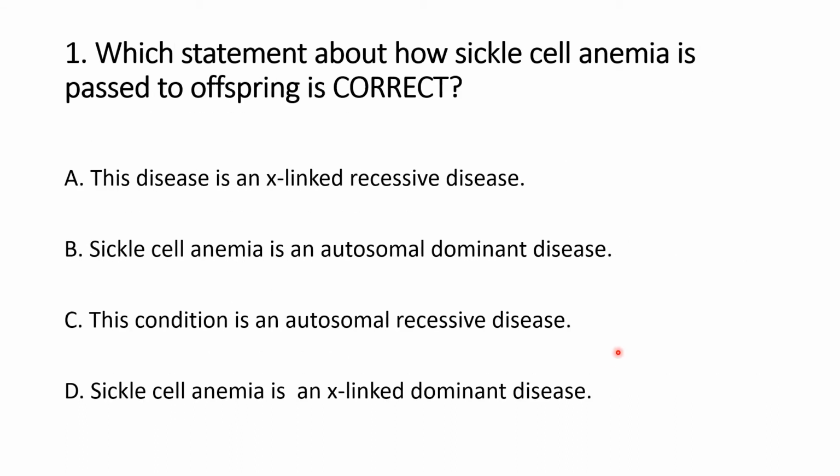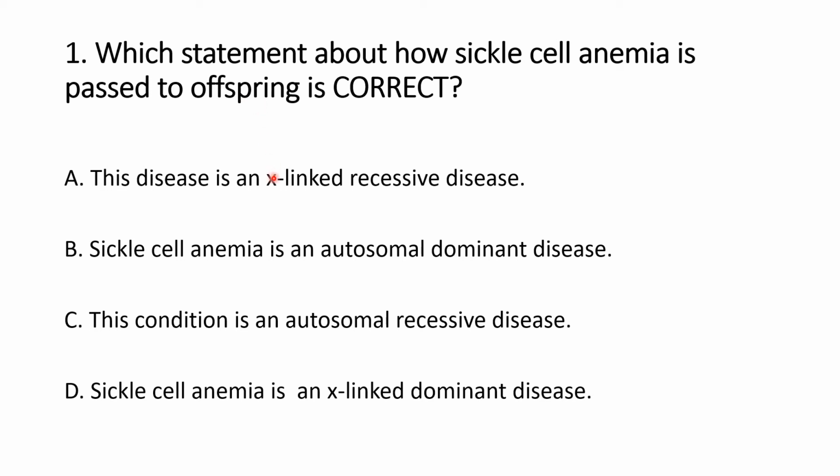So that is the brief discussion about this condition. So far we have seen the definition, the genetics and the pathophysiological mechanism or etiopathogenesis of sickle cell anemia. We will see some of the questions from this area that were commonly asked in some of the examinations of staff nurse selection. Question number 1. Which statement about how sickle cell anemia is passed to the offspring is correct?